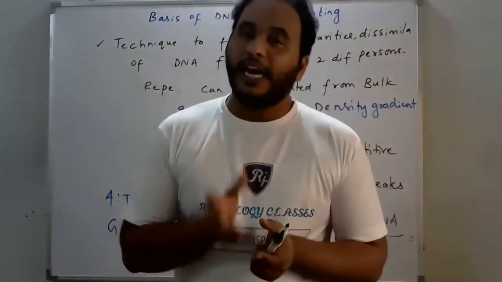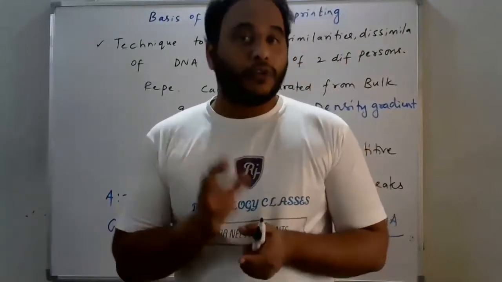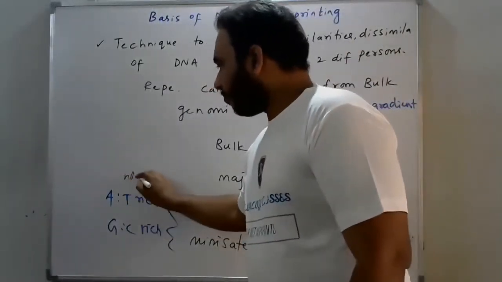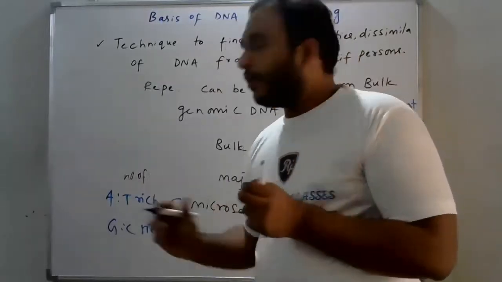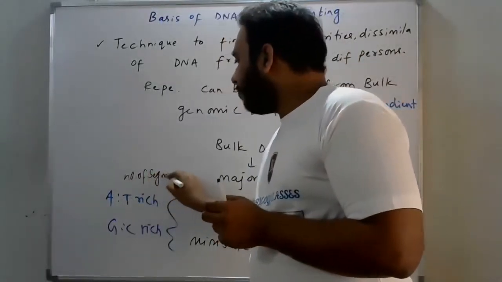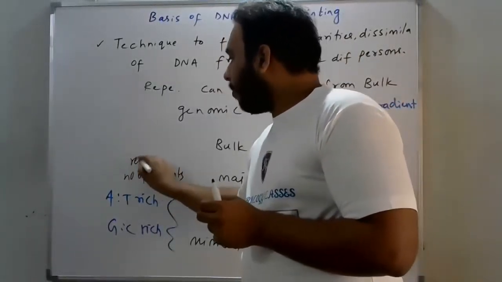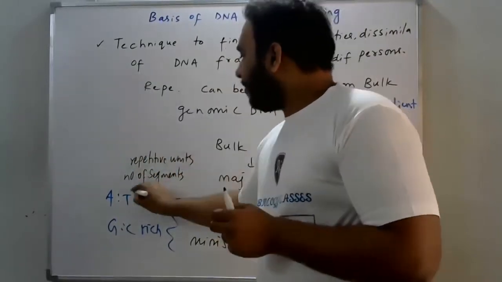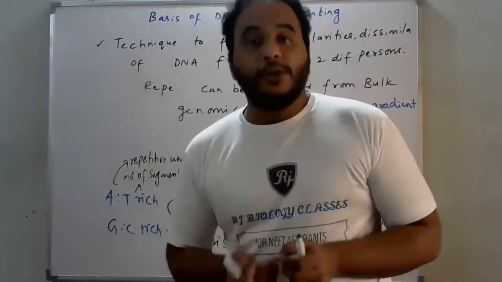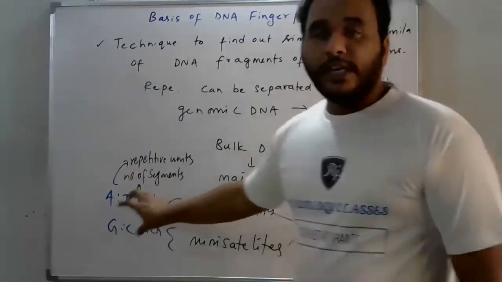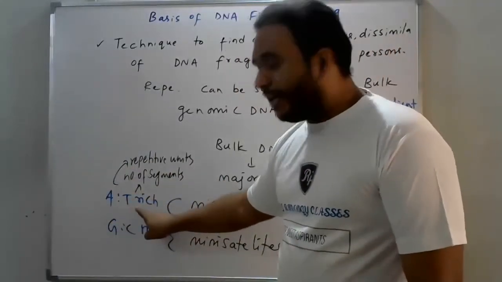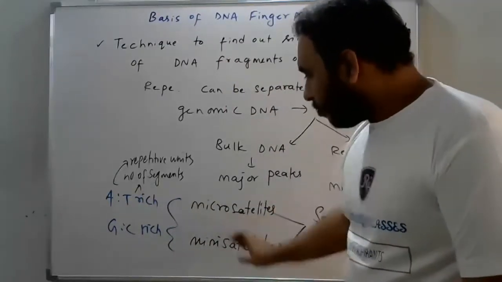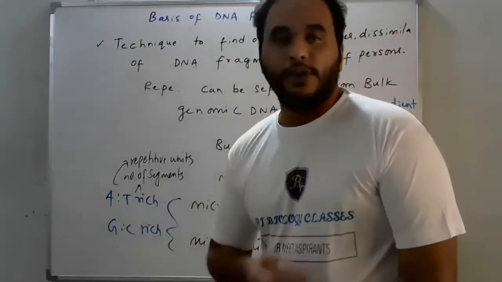Also, the length of the segment and the number of repetitive units can be taken as other factors. Based on the number of segments and number of repetitive units also we can separate them. The main thing is that based on adenine-thymine rich or guanine-cytosine rich composition, microsatellites and mini satellites can be isolated or separated.